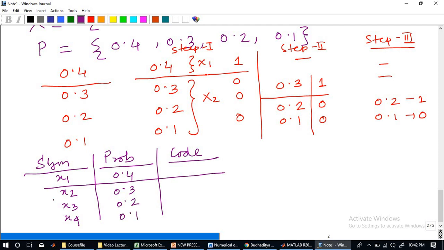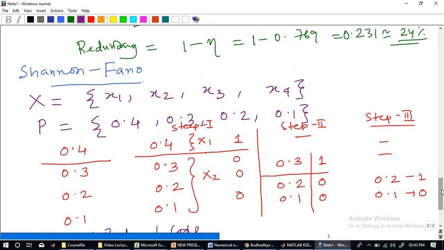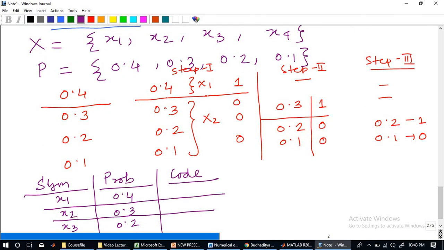Can you tell me what will be the code for x1? We are going to go here. x1 has ended over here. So this is my x1. Only 1, then dash and dash. So we don't take any value. So the value is 1. So the code for this becomes 1. I'll write it with a different color maybe. So it's 1. For 0.3, step 1 had 0.